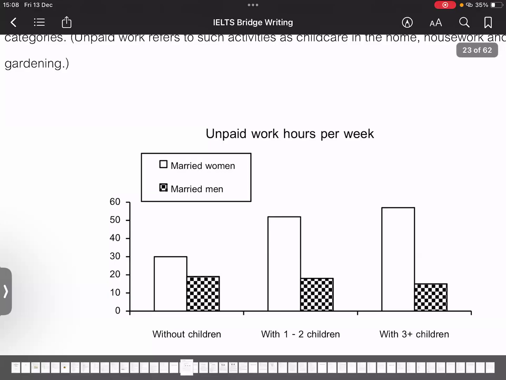Now, when they have 3 children, married women spend slightly more hours than when they have 1 or 2 children. Okay? But the increase here is very insignificant. Okay? It's only a small rise. But if you look at how many hours married men spend on housework, you notice that they actually spend less hours. Right? It's quite interesting. You probably expected them to spend the same or more, but no. With 3 children, men spend less hours.